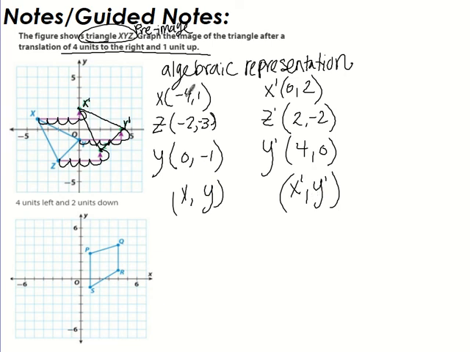So if we look, -4 to 0, what did I do? I added 4. -2 to 2, add 4. 0 to 4, add 4. And so we would say that x got added 4. To get from here to here, we're going to add 4 to my x's. So then we're going to do the same thing for our y's. We have 1 to 2, plus 1. -3, -2, that's plus 1. -1, 0, that's plus 1. So we're going to go y plus 1.